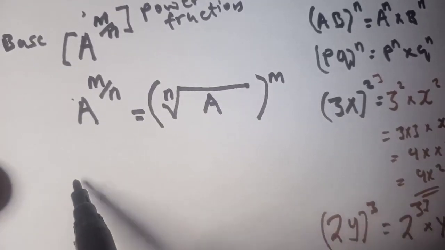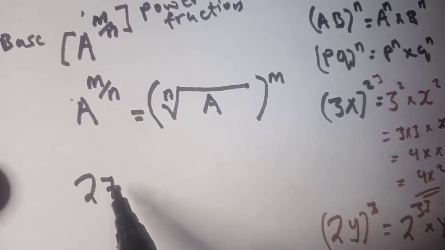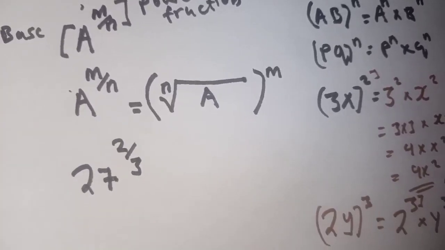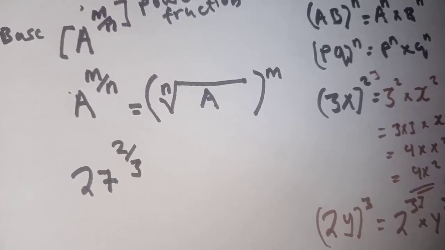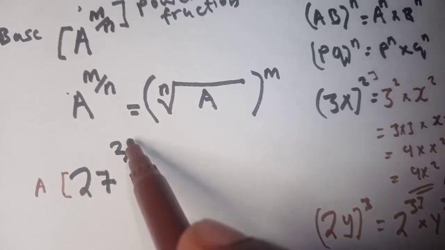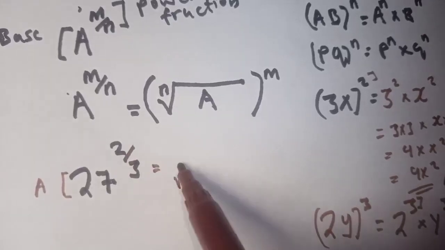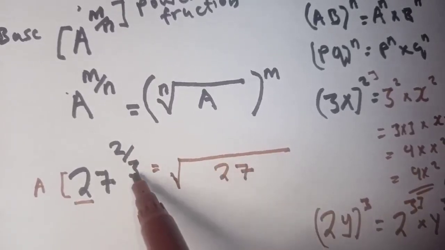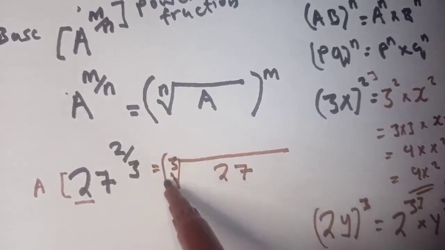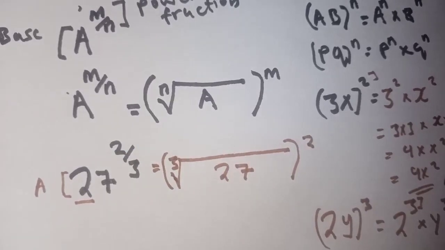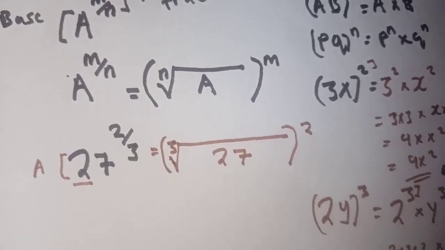So now let's say you have 27 raised to the power 2 over 3. We know that the base is 27, and this is our power. We're going to introduce a root sign. The base goes inside the root, then this 3 which is down comes here, and then you open brackets, and the 2 comes outside the brackets like that. Then you can simply work this out.